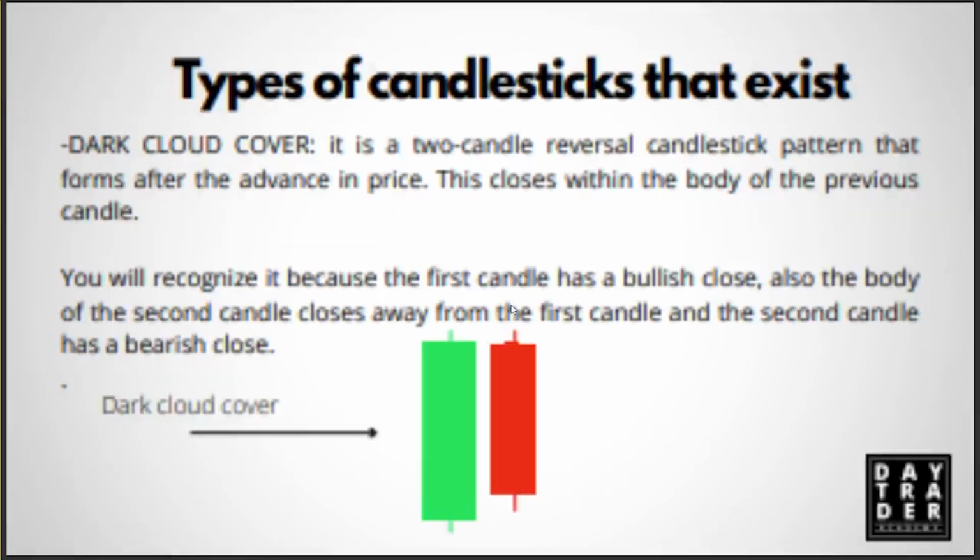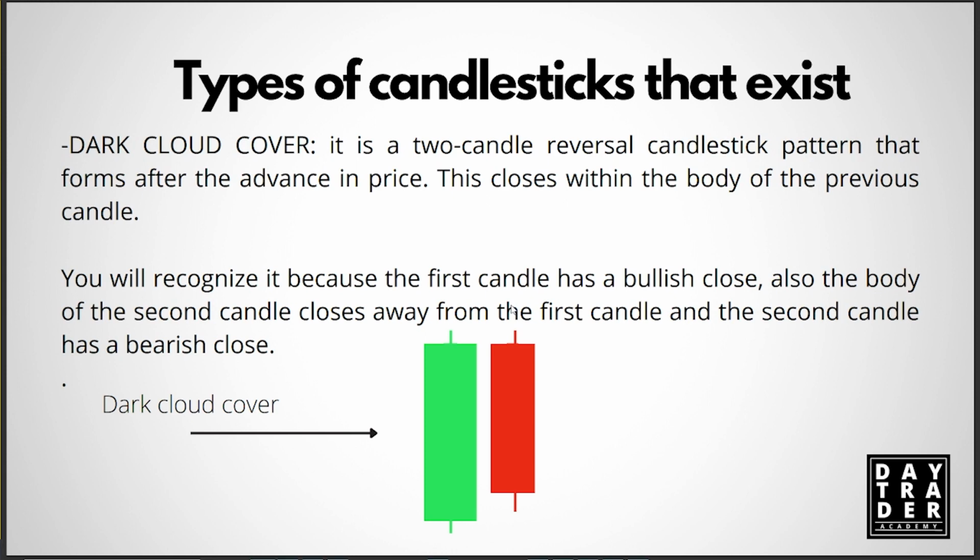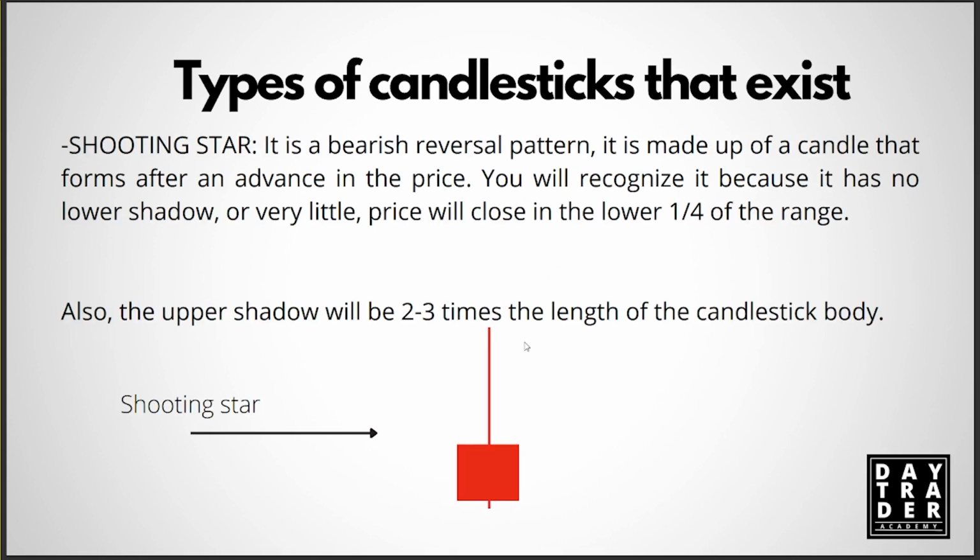Let's see the next one, the dark cloud cover. The pattern is significant as it shows a shift in the momentum from the upside to the downside. The pattern is created by an up candle followed by a down candle. Traders look for the price to continue lower on the next candle. This is called confirmation.